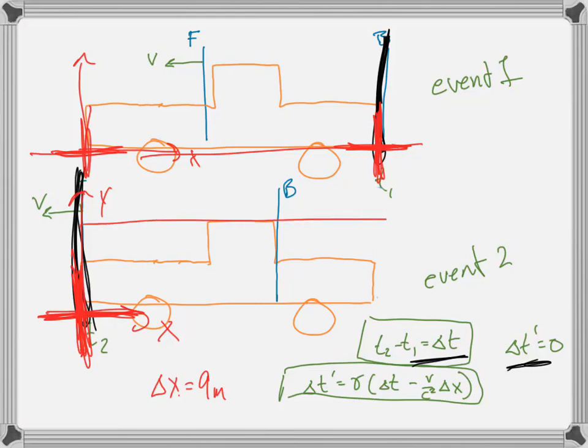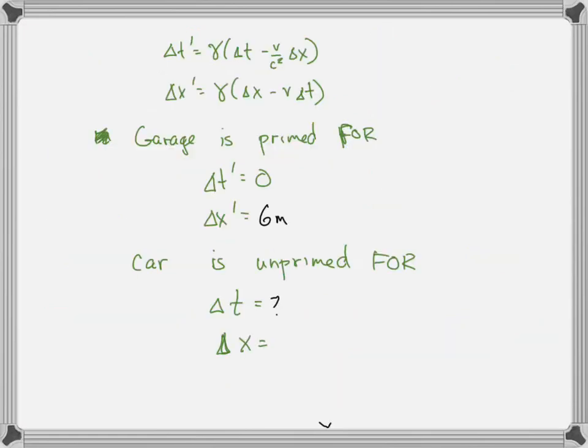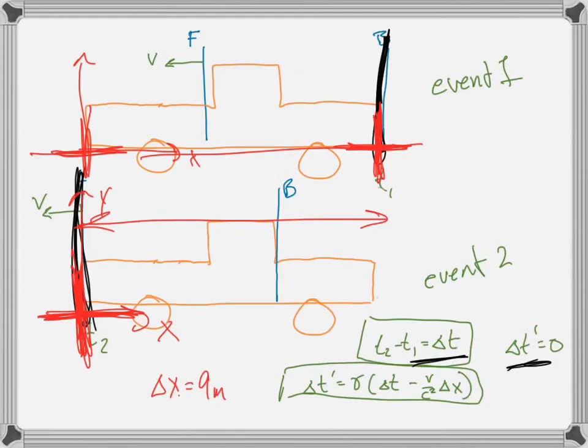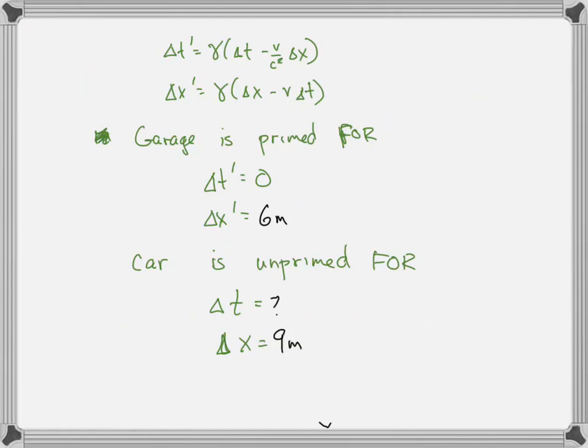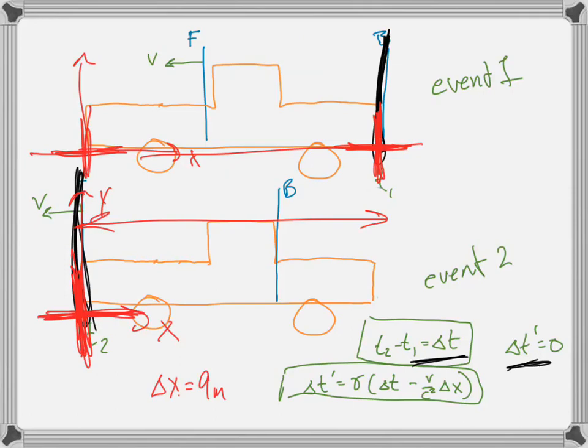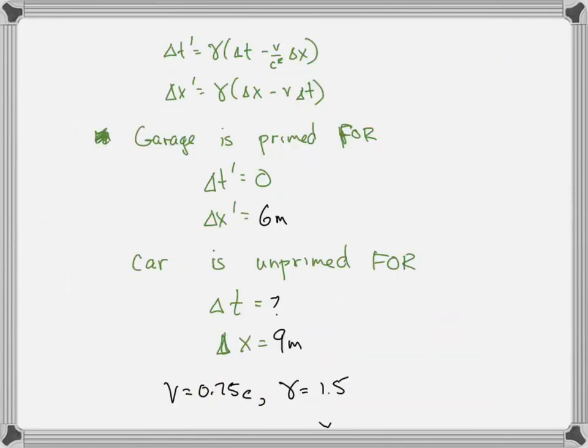The distance between those two events is the length of the car in the car's frame of reference, because we're looking in the car's frame of reference in this picture. So that is 9 meters. Sometimes these variables can be a little tricky to figure out. But anyway, now we can figure out how much time it takes the garage to move through the car, that's this delta t, using the Lorentz transformation. We know everything except, oh, and we also know that v is equal to 0.75 c, or gamma equals 1.5.